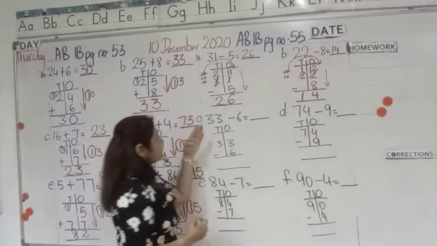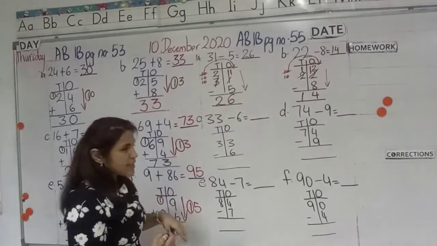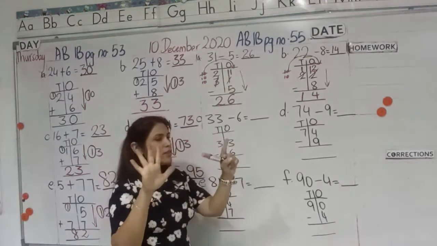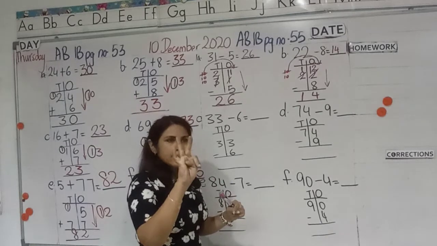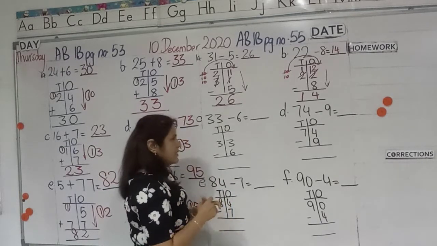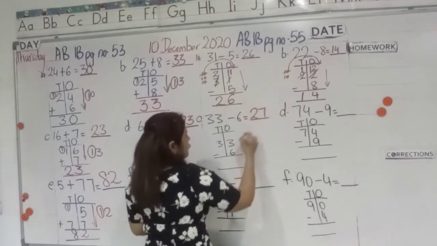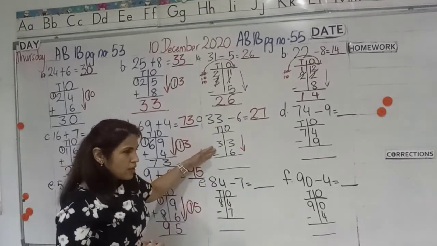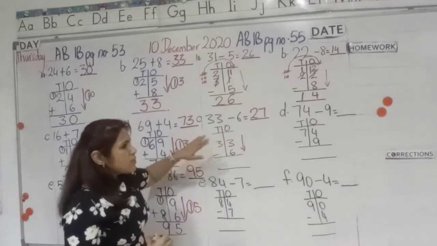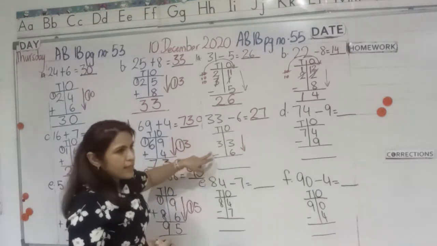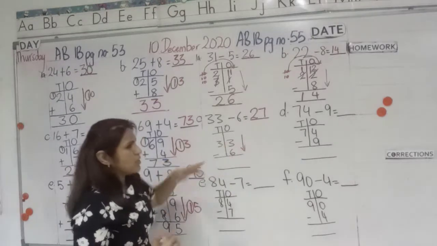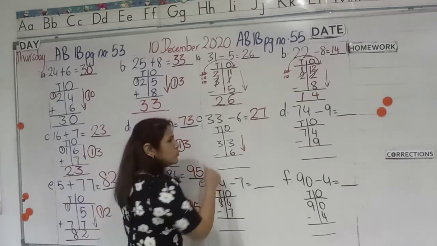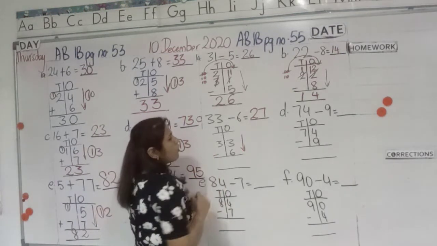Okay, next sum. 33 minus 6. 33 in your brain, 6 on your fingers, backward count: 32, 31, 30, 29, 28, 27. Now I'm going to do it in the tens and ones table. 3 is smaller than 6. So I cannot take away 6 from 3. So I need to make number 3 into a bigger number. How will I do that? I will borrow from whom?